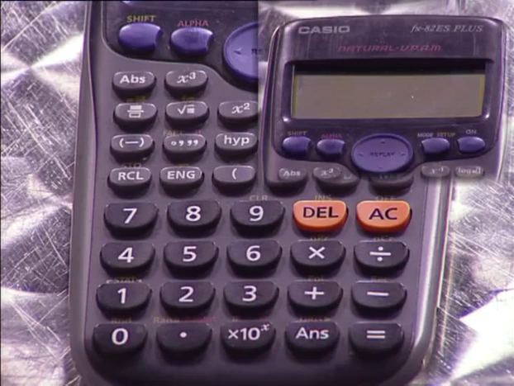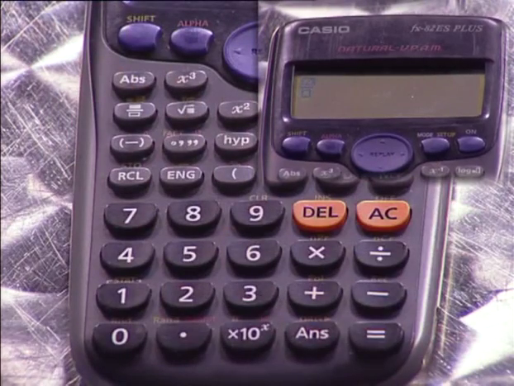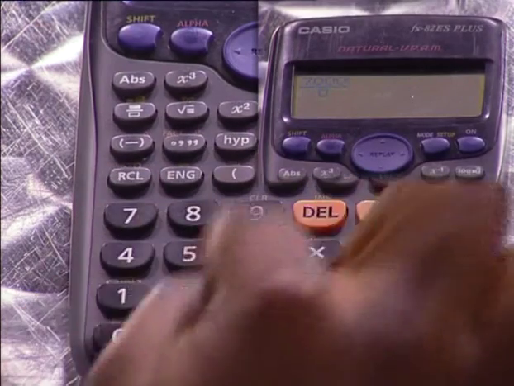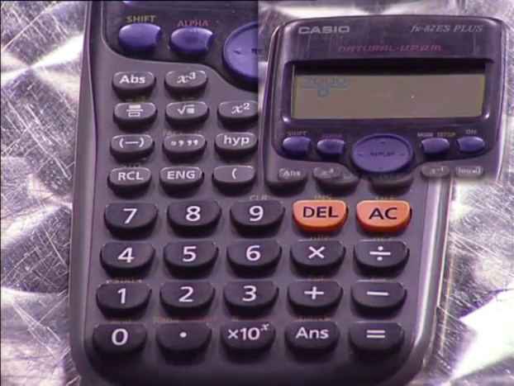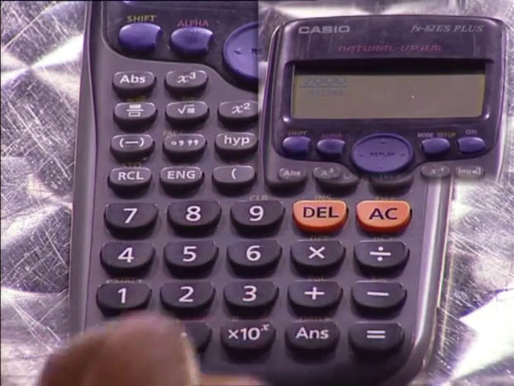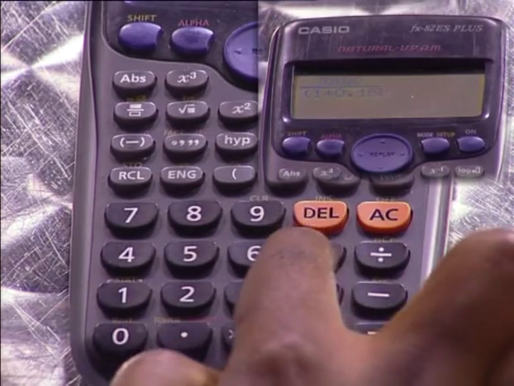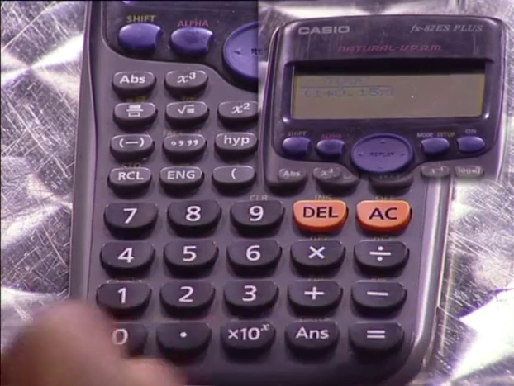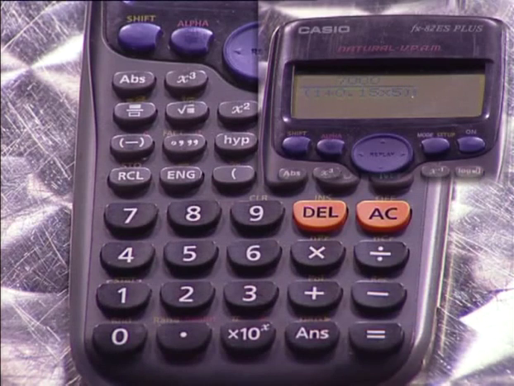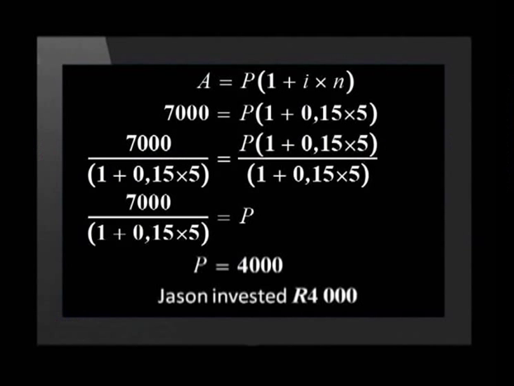Using the calculator, we push the fraction button. Put 7,000 at the top and at the bottom, open brackets, 1 plus 0.15 times 5, close brackets. When we press equals, the answer is 4,000. This means that Jason originally invested 4,000 Rand.